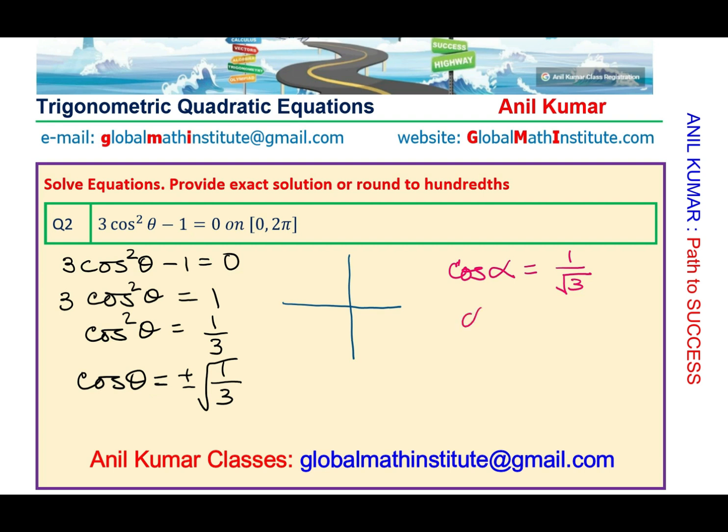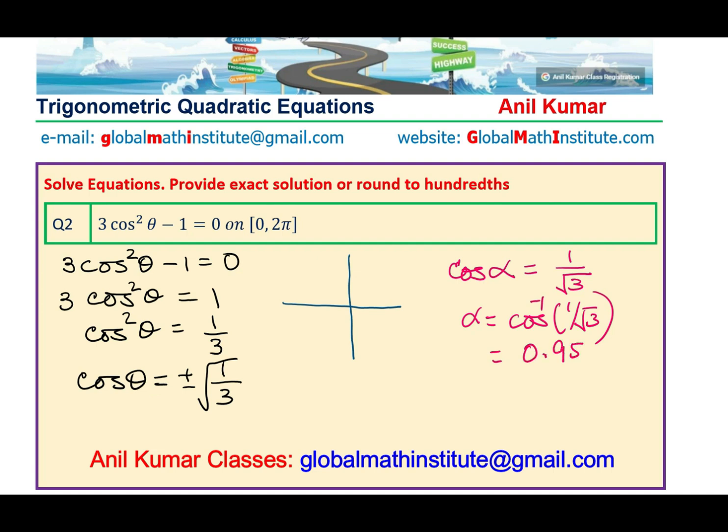So we found alpha as cos inverse 1 over square root 3, and we got this related acute angle alpha as 0.955. Because it is 0.955, I'll round it to 0.96 since we have to write answers to the hundredths, right? Correct. So we got one angle here, and this angle is the angle alpha, right? Since we have plus and minus, you can see that there are four solutions.